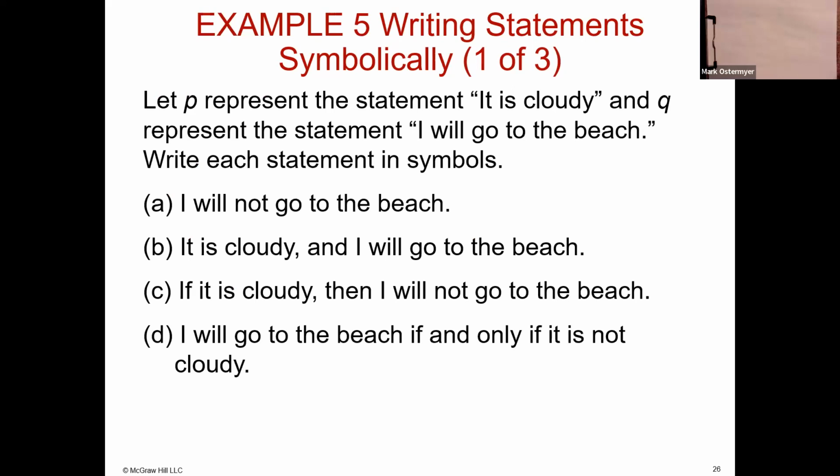All right. Suppose P represents the statement it is cloudy and Q represents the statement I will go to the beach.